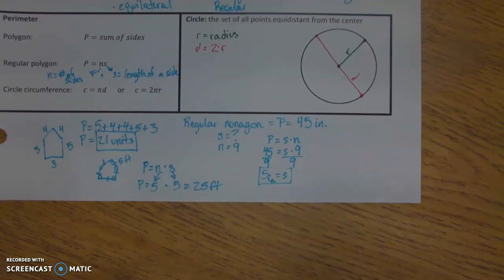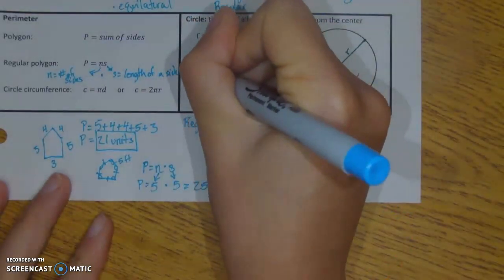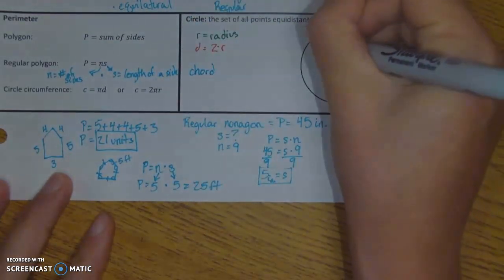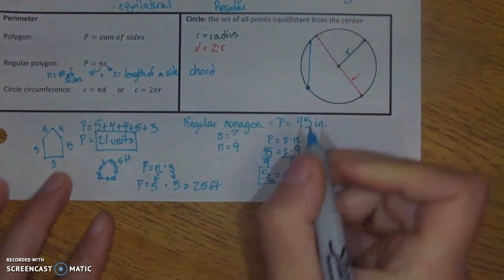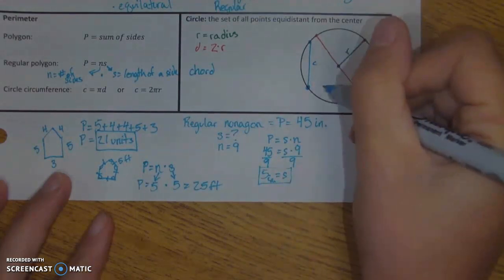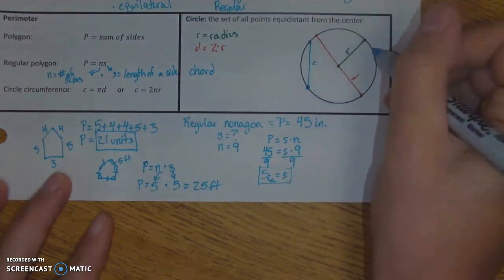There's one other term in here that we have, and that is a chord. A chord is just any connection between 2 points on the circle. So this would be a chord. You'd also have a chord that could extend from here to here.